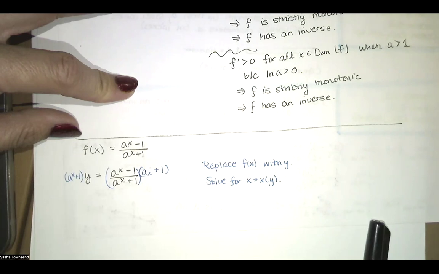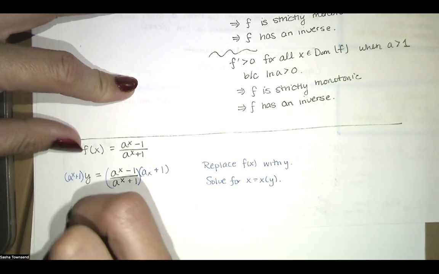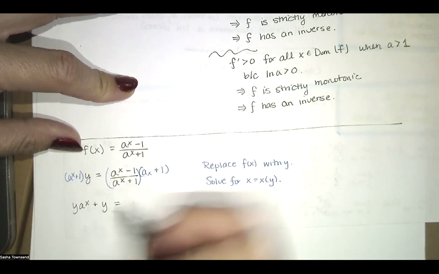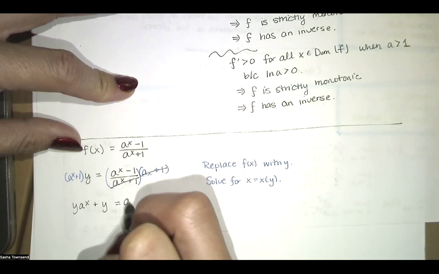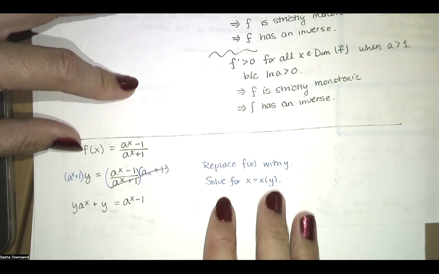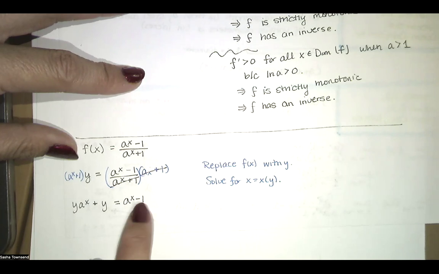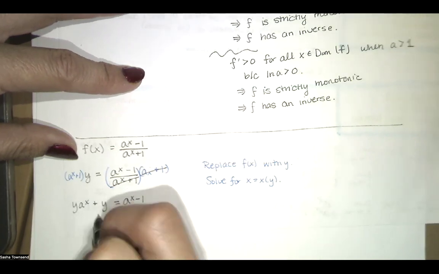And then distribute on the left-hand side. So we'll have y times a to the x plus y times 1, which is just y, equals, and then these reduce, a to the x minus 1. And we're trying to isolate that x. So I need to get rid of this minus 1 on the right. I can do that if I add 1 to both sides.